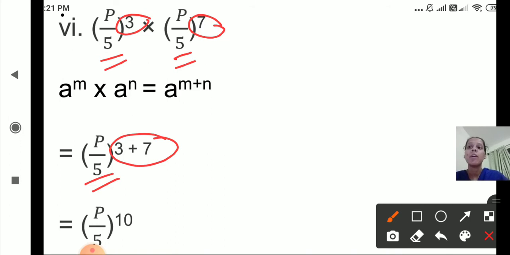Okay, for the first number, what is the index? 3, and for the second number the index is 7, so we'll add the index, 3 plus 7. So 3 plus 7 is 10. So what is the answer? P upon 5 raised to 10.